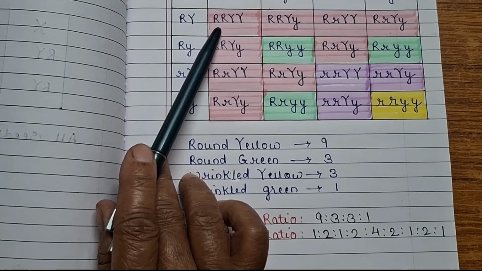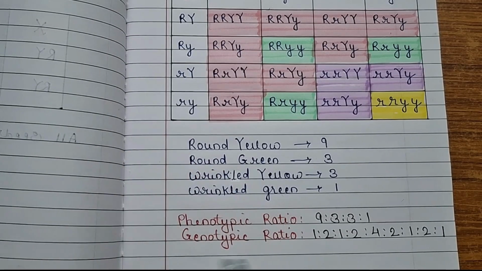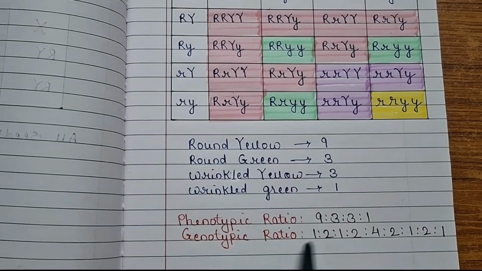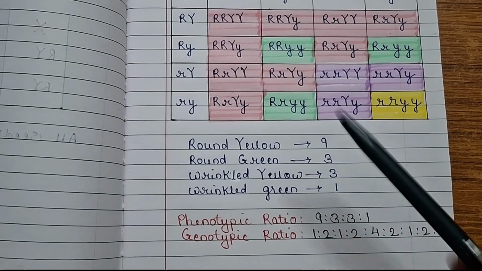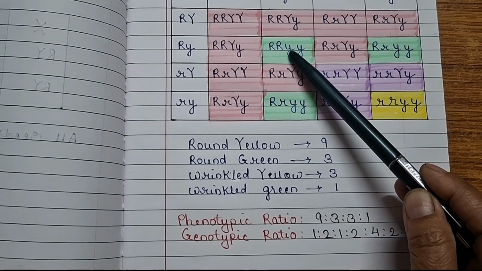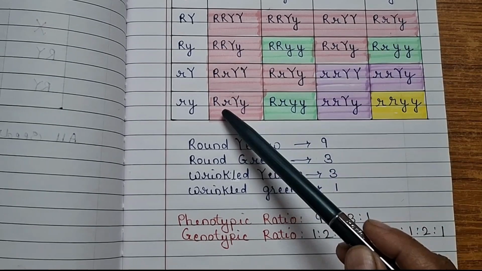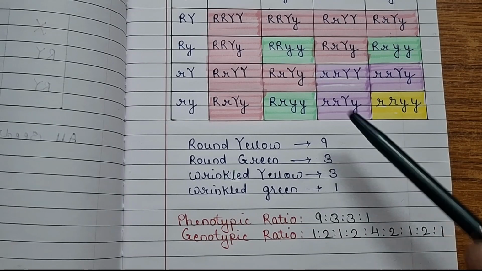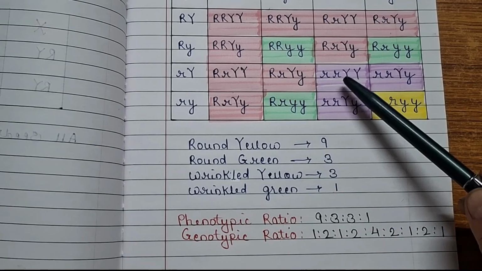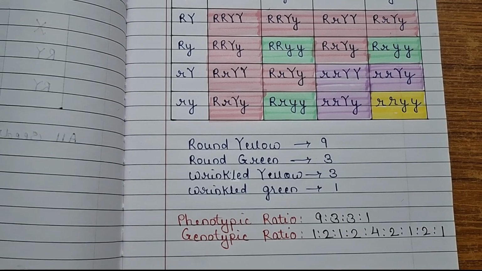1 stands for this, capital R capital Y. Here both the R are capital and both the Y are capital, and we have only one such block, so it is 1. Next 2 is this one. See, these are similar. 2 is to 1 is to 2 is to 4. All these 4 blocks are the same: capital R small r, capital Y small y. All these 4 are the same. So this is 4. Then 2, 1, 2, 1. So it's so simple to write even the genotypic ratio.